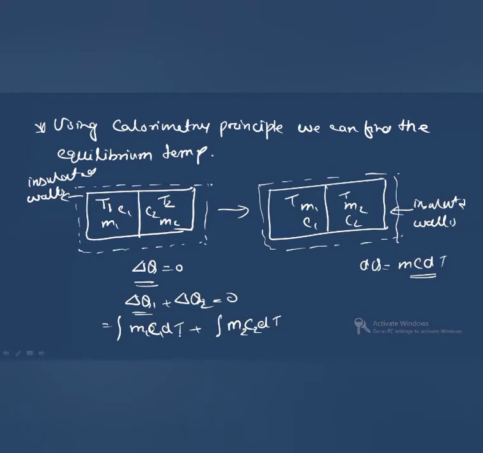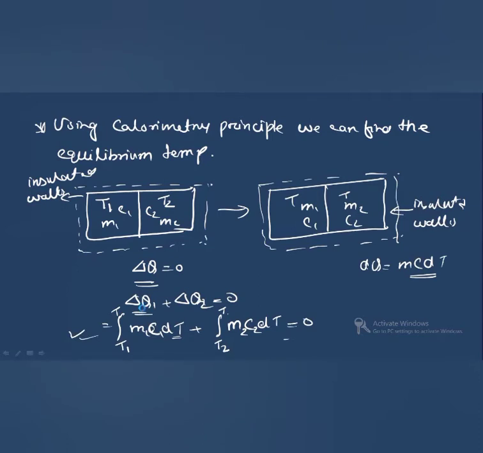Now dt is the change in temperature, so the integration limit will be from initial to final. For the first body the initial temperature was T1 and the final I have taken as T. For the second body the initial temperature is T2 and the final I have taken to be T. This will be equal to 0. This is how we can find it.